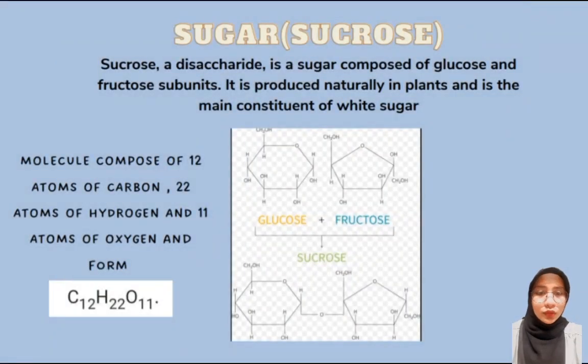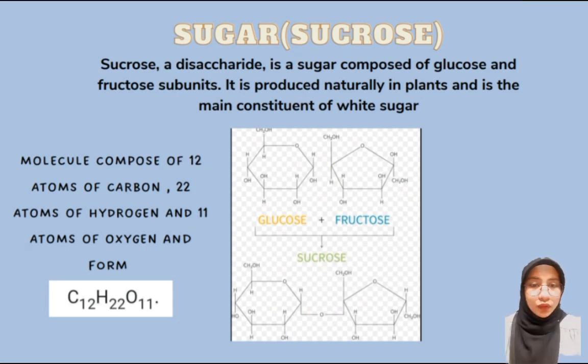Next, let's move to sugar, or as we know it, sucrose. Sucrose, a disaccharide, is a sugar composed of glucose and fructose subunits. It is produced naturally in plants and is the main constituent of white sugar. So, this is the structure of sucrose, made from glucose and fructose.